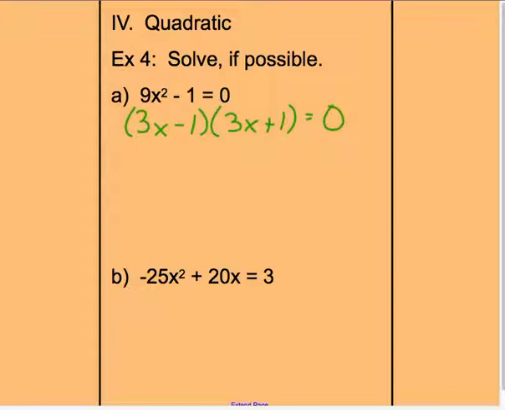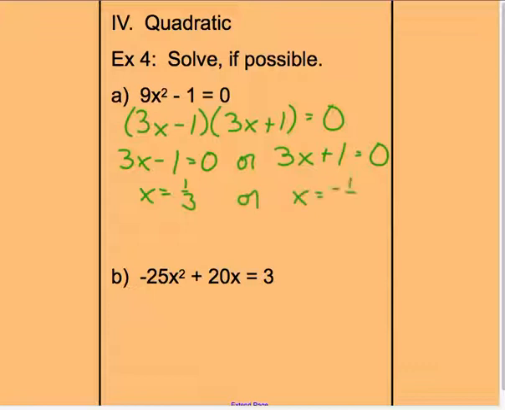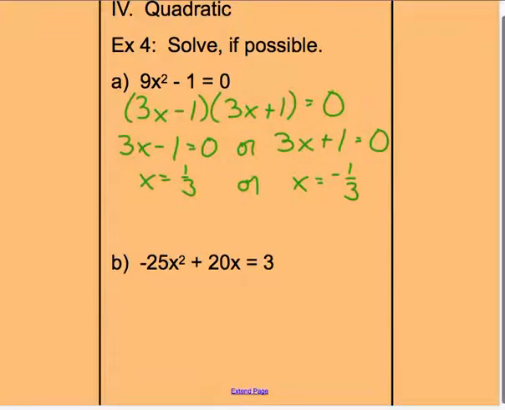I've kind of shortcut this, so if you've had a hard time following me, I'll show you the long way this time. And then you solve each equation. So we're going to add 1 and divide by 3, or we're going to subtract 1 and divide by 3. So those are our two solutions for our quadratic equation.